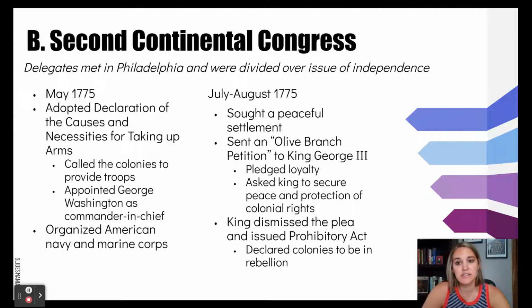After this violence occurs, the Second Continental Congress meets beginning in May of 1775. And this is where they declare that it's important to take up arms. They appoint George Washington as the commander-in-chief. They begin to organize a Navy and Marine Corps. In July and August, they kind of do the opposite, however. They seek peace. They send what's called the Olive Branch Petition to King George III, where they say, we are still loyal. Let's not let this go any farther. Let's fix this. But the king dismisses the plea and issues what is called the Prohibitory Act, which declares the colonists to be in rebellion.